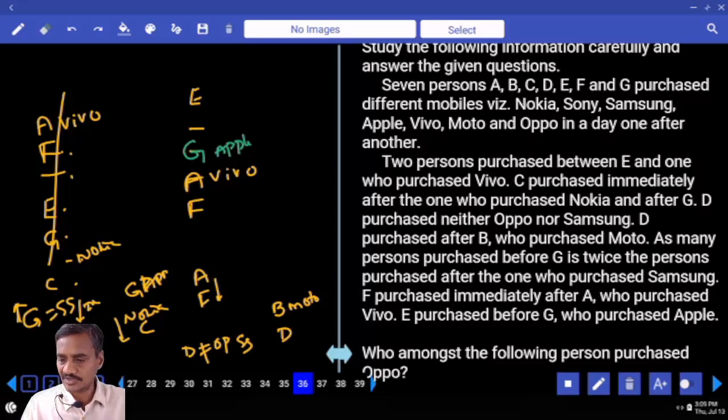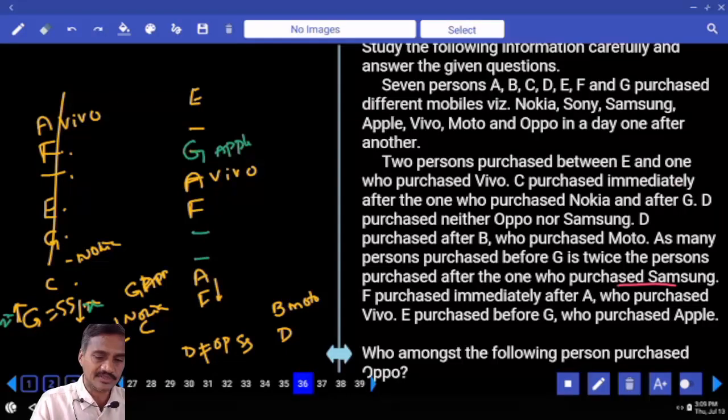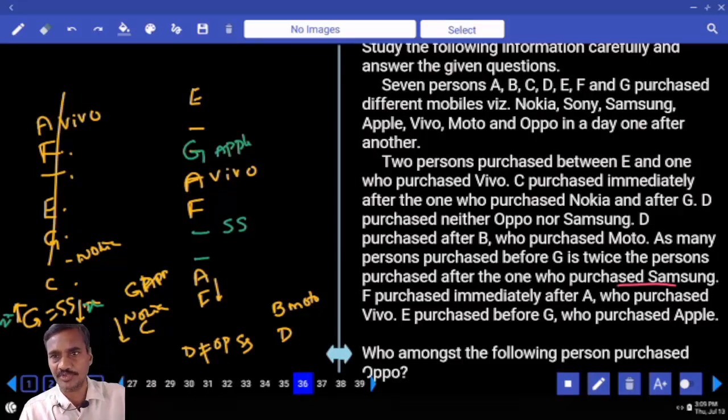And after the one who purchases Samsung, how many do we need exactly? 4. Now as many persons purchased before G is twice that of after this Samsung. Now before G there are 2 people, and after Samsung there must be exactly 1 person. And so 1, 2, 3, 4, 5, 6 and 7. Now Samsung: after Samsung there is 1, before G there are 2 people.